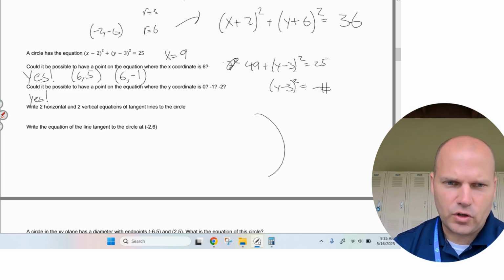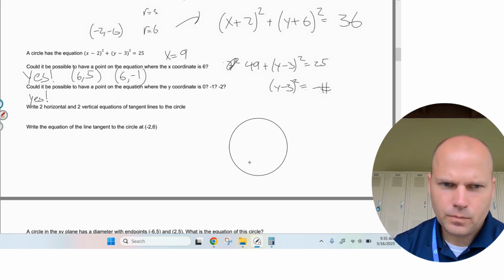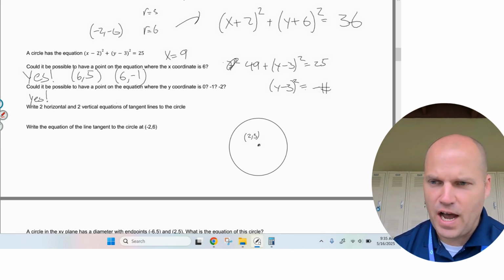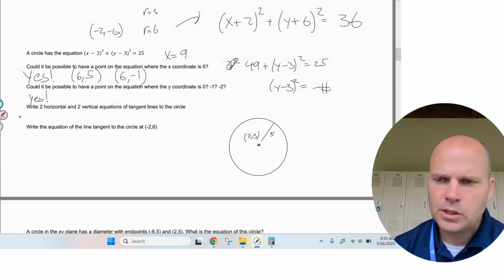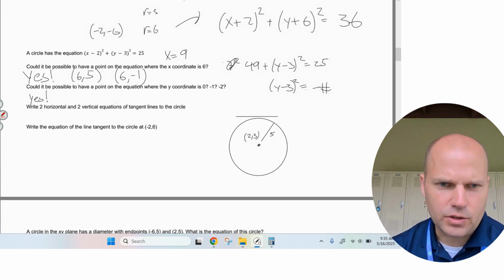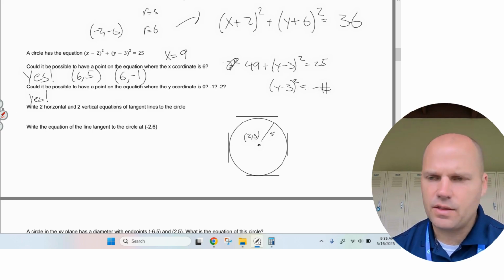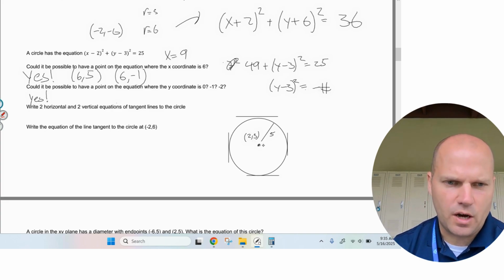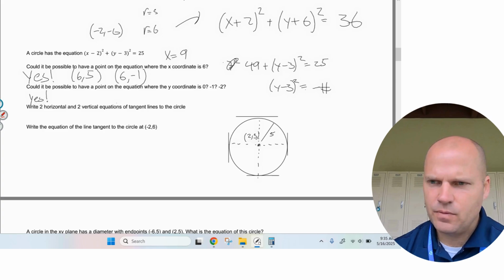Great, the horizontal and vertical tangents to the equation. Well, we know we have a center at 2, 3. We know we have a radius 5. That's important to know. We see the horizontal tangents. We see the vertical tangents. How do we get those equations? Well, we know we need to go 5 out in the x and y directions.